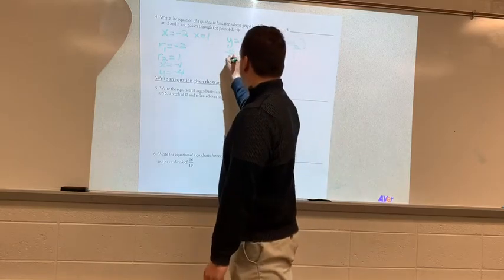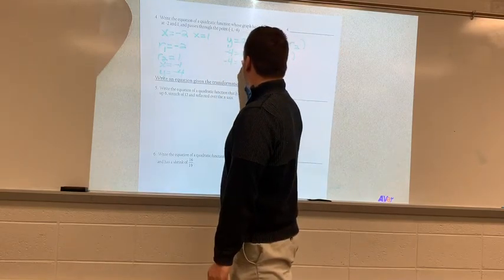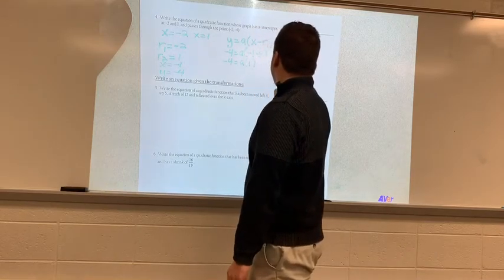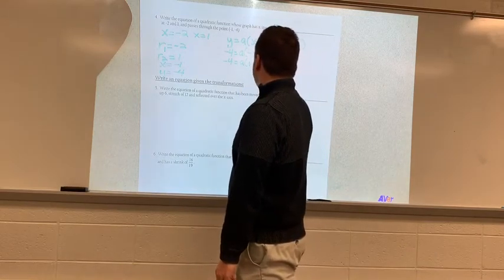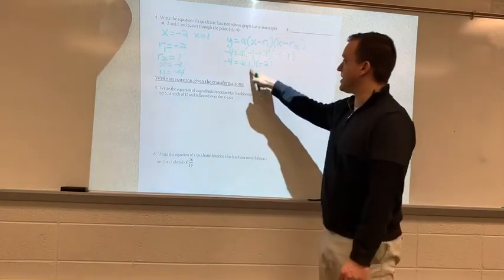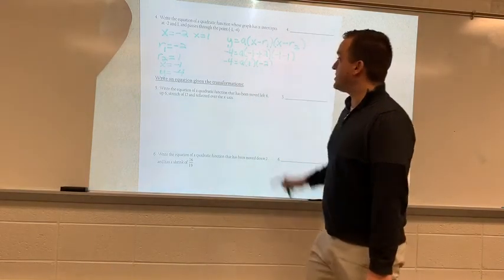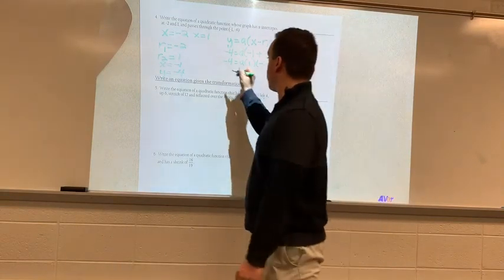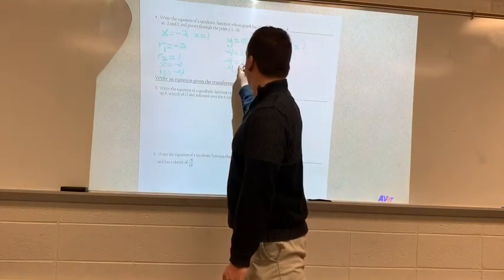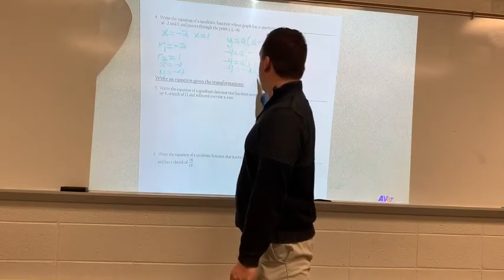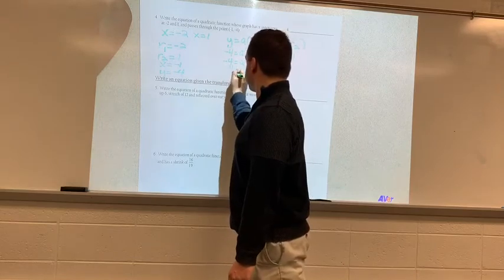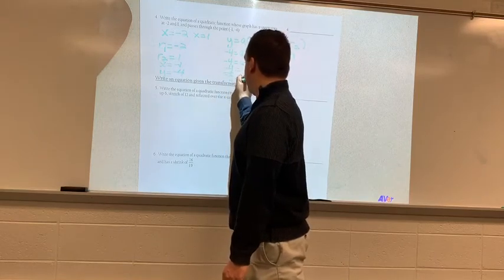Simplifying, I have -4 equals a times -1 plus 2, which is 1. -1 minus 1 is -2. So I need to simplify on the right. 1 times -2 is -2, and I'm going to bring the coefficient to the front. So we have -4 equals -2a. Dividing by -2, we get a is equal to 2.